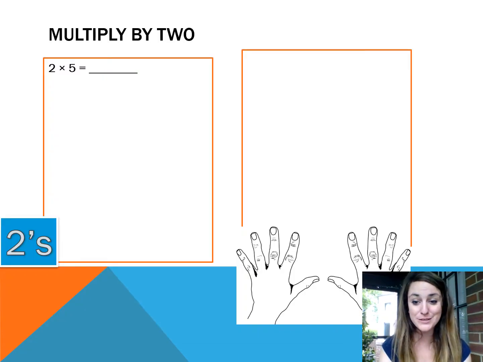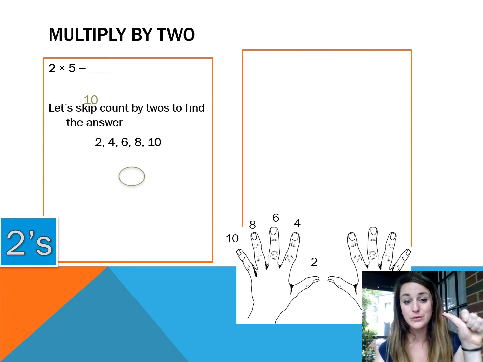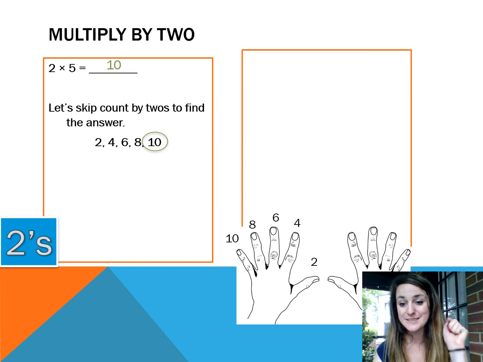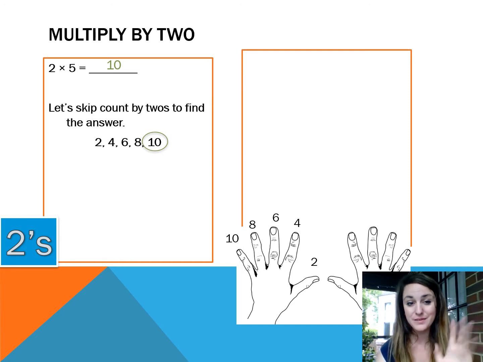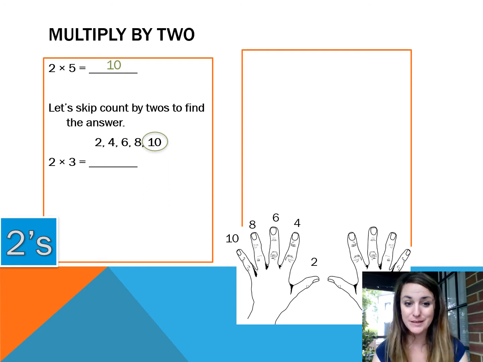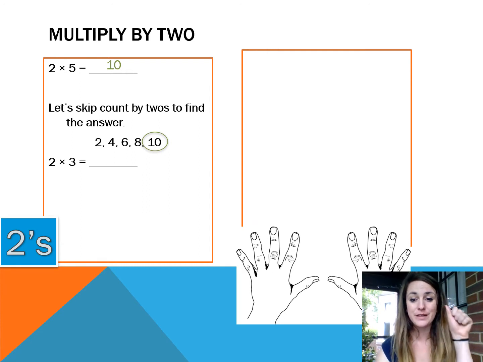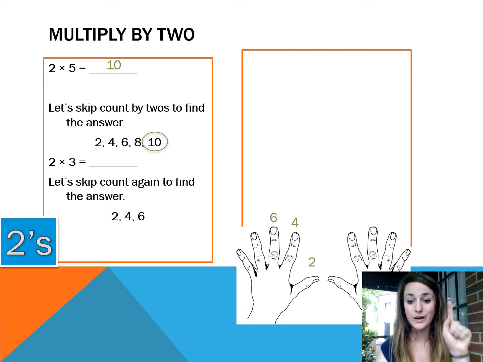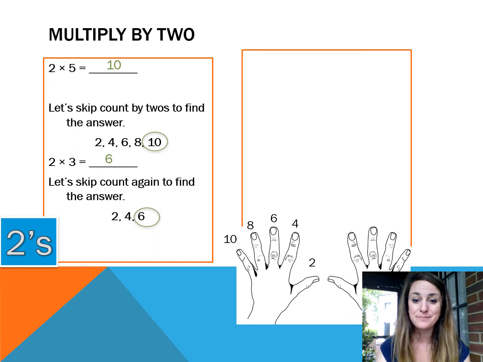Let's skip count by 2's to multiply. Let's solve 2 times 5. Let's count by 2, 5 times. Go. 2, 4, 6, 8, 10. 2 times 5 is 10. Let's do the same for 2 times 3. Skip count by 2's to find the answer. 2, 4, 6. 2 times 3 is 6.